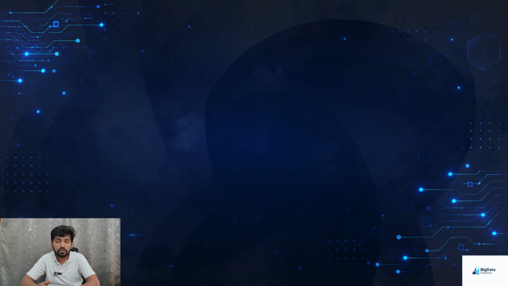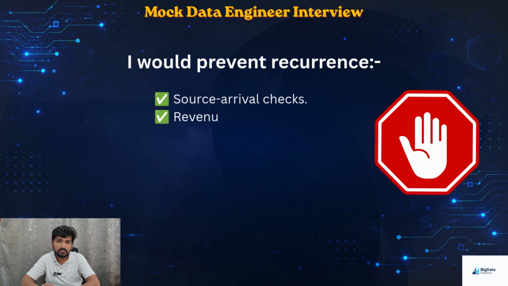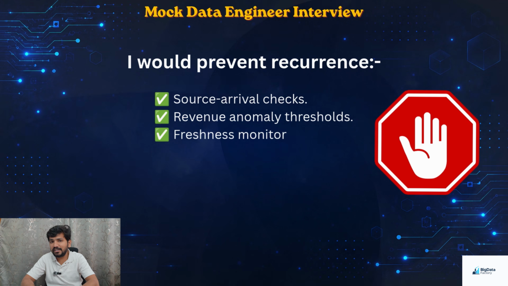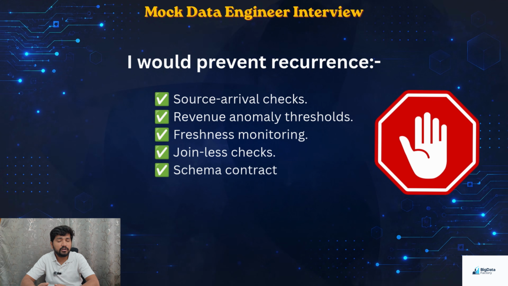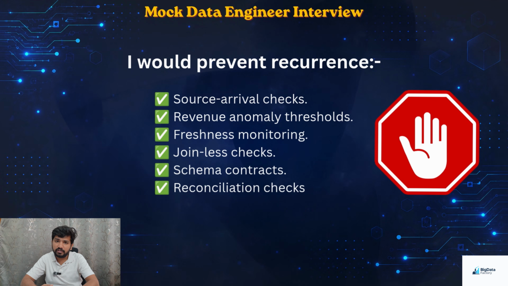I would avoid giving them unsupported cause or resolution time. Once the issue is identified, I would fix the logic or source problem, validate the correct output, safely backfill the affected period, and republish the data. Finally, I would prevent reoccurrence. That might include source arrival checks, revenue anomaly thresholds, freshness monitoring, join loss checks, schema contracts, and reconciliation between payment totals and revenue totals. The strongest part of this answer is the sequence. Confirm, localize, correct, communicate, and prevent.